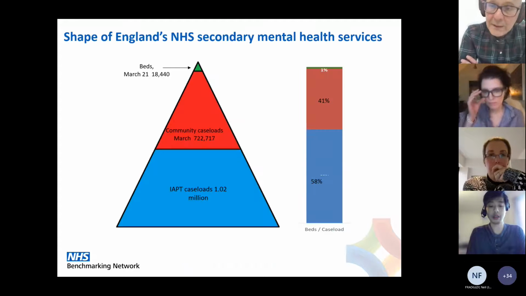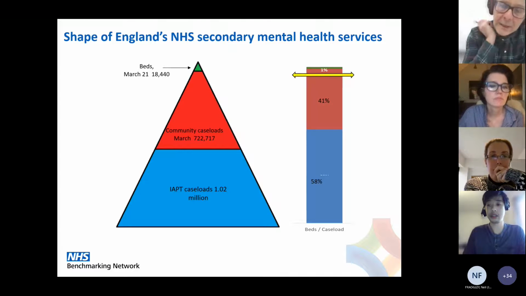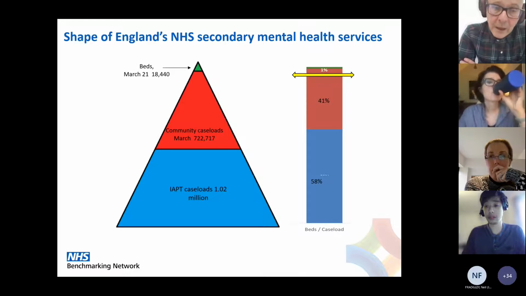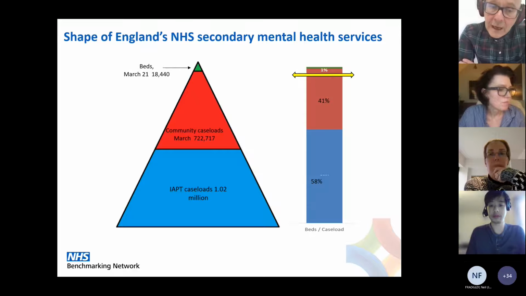This comes from our main 2021 benchmarking findings this year. So it's just a reflection on the current shape. It's a position at the end of March really in terms of the position for England. So there were just under 18,500 beds reported. These are just NHS provided beds, and there'd been a slight reduction actually compared to where we were the previous year. And obviously that reduction could have played out over many specialties really. We had just over 700,000 people being supported on CMHTs. So that's all types of CMHTs, from EIP through to old age services. And IAP caseloads had reduced actually during the pandemic.